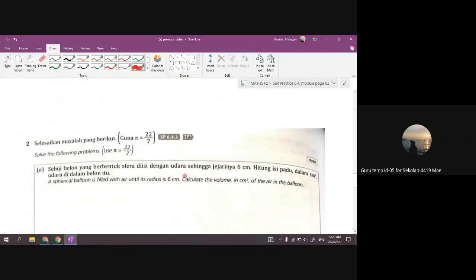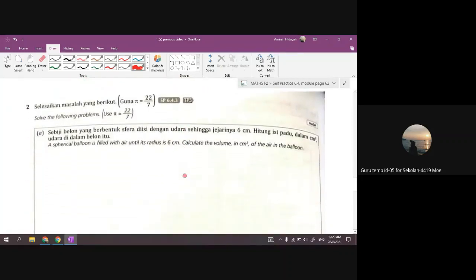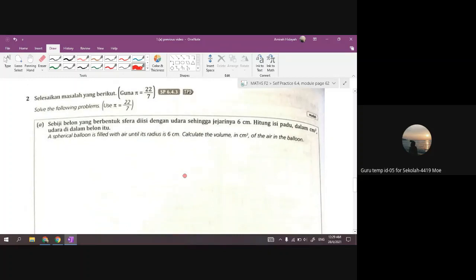Okay, next we move on to the module page 62. Question 2a is solve the following problem, use pi equal to 22/7. A spherical balloon is filled with air until its radius is 6 cm. Radius 6 cm and it is spherical, the balloon is a sphere. So calculate the volume in centimeter cubic of the air in the balloon. We want to find the volume of the spherical balloon.